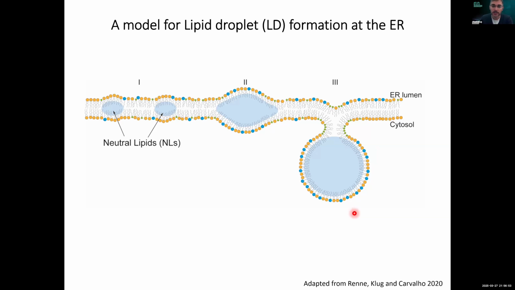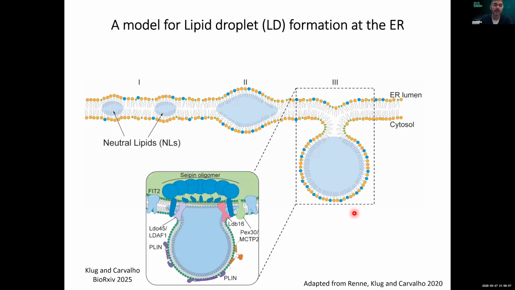And of course, this is biology, so this is way more complex than just this. There are tons of proteins that play a role here. Today, I'd like to tell you about our stories on seipin. If you're interested in learning about some other proteins, you can look up our new publication. But seipin really is the major driver of lipid droplet formation in the cell.